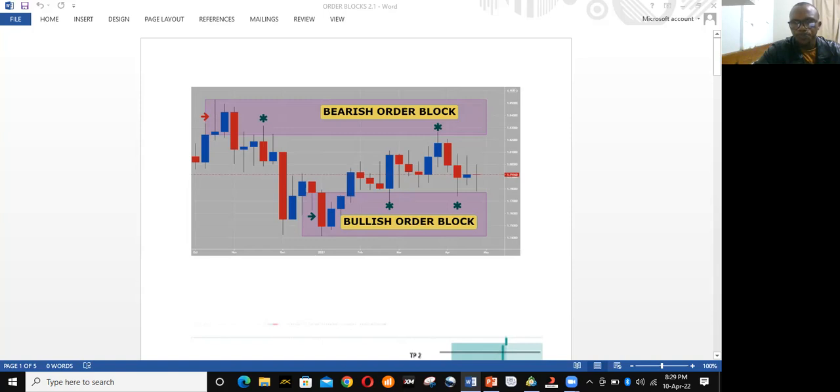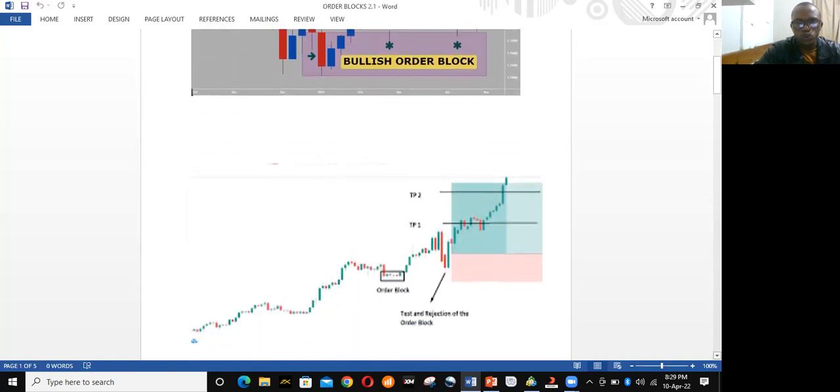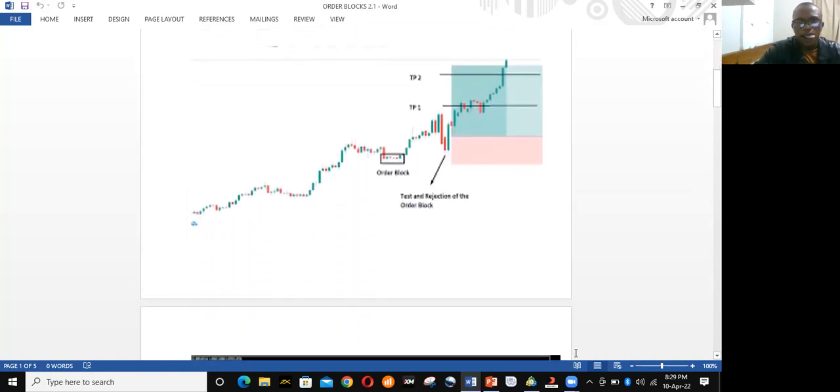Another picture that I have here is this one. You see, here is an order block. We identify this order block because the market here was bullish.